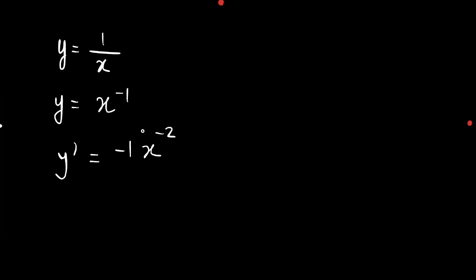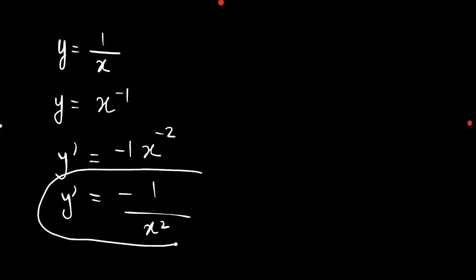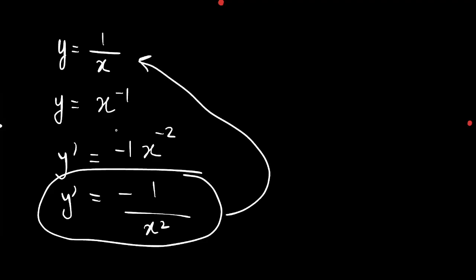So what we can do then, again, we know that x to the negative 2 is just 1 over x squared. So this gives us an answer. Our derivative here is just negative 1 over x squared. And this is going to be the answer. This is the derivative for this function here. So, all right, let's look at another example.